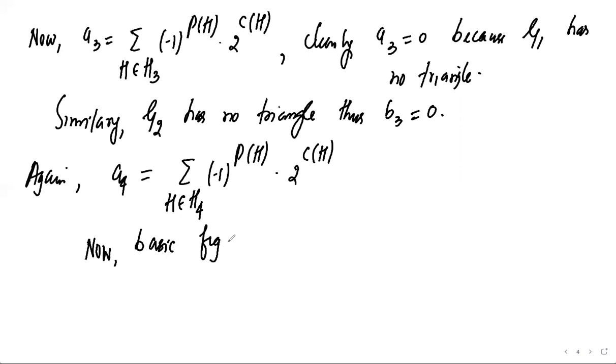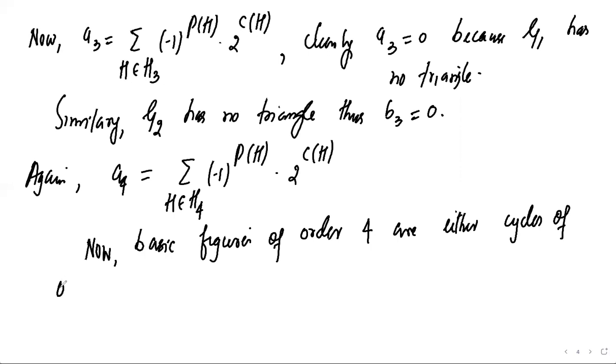So now here we will write: basic figures of order 4 are either cycles of length 4, or the union of 2 non-adjacent edges.